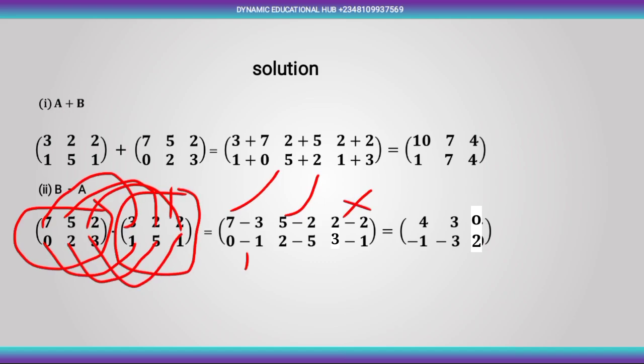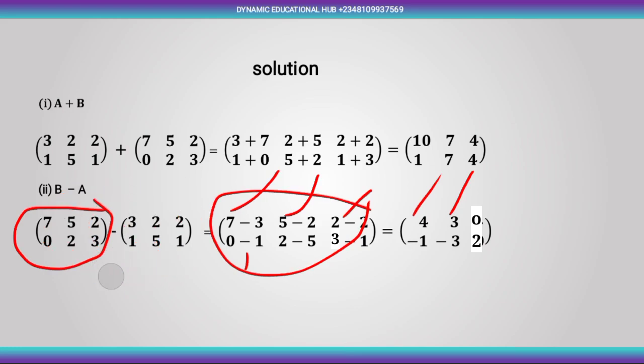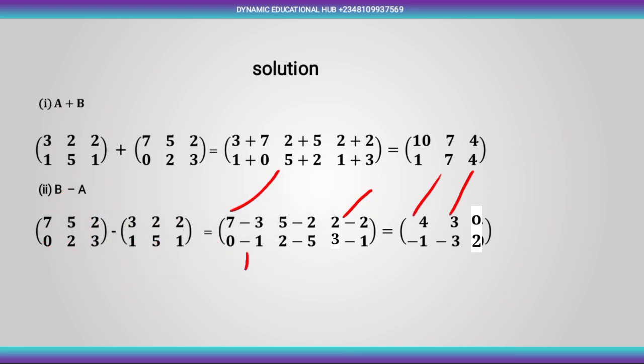So let's solve this. 7 minus 3, we have 4. 5 minus 2, we have 3. 2 minus 2, I'm sorry about that. 2 minus 2, we have 0. 0 minus 1, we have minus 1. 2 minus 5, we have minus 3. 3 minus 1, we have 2.